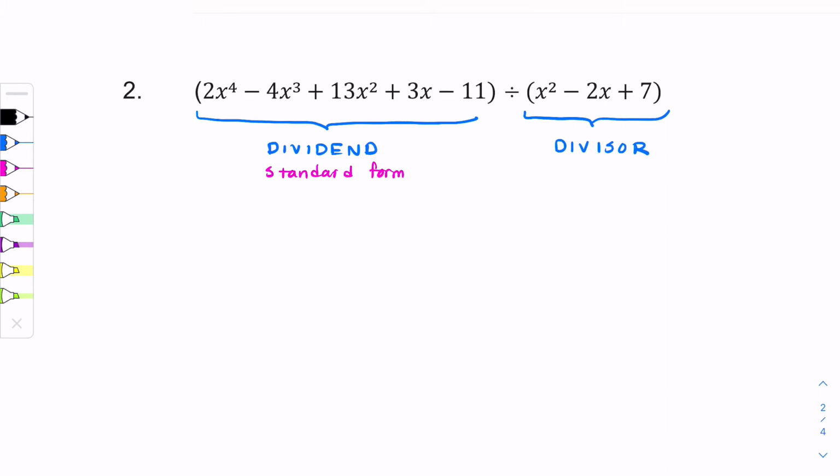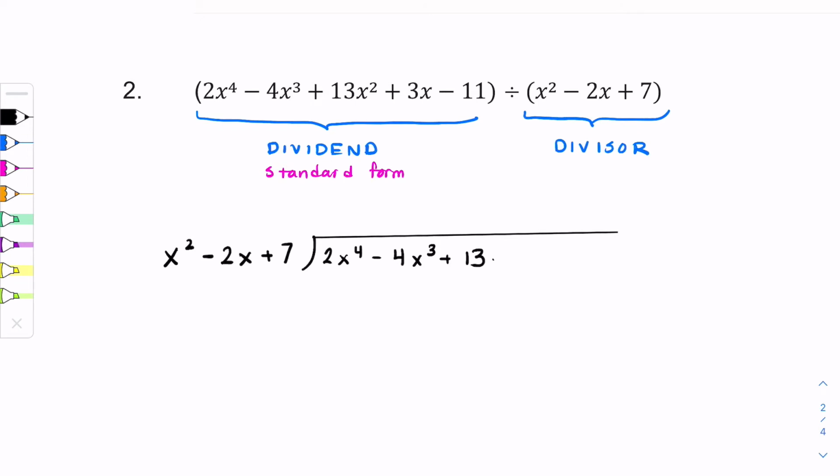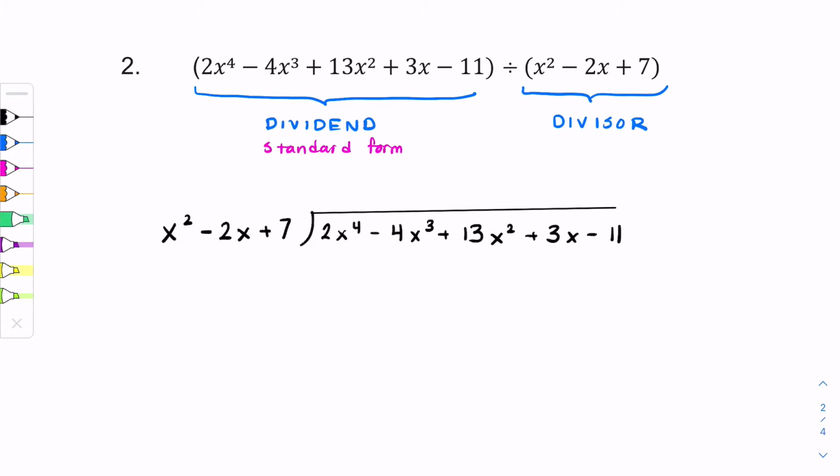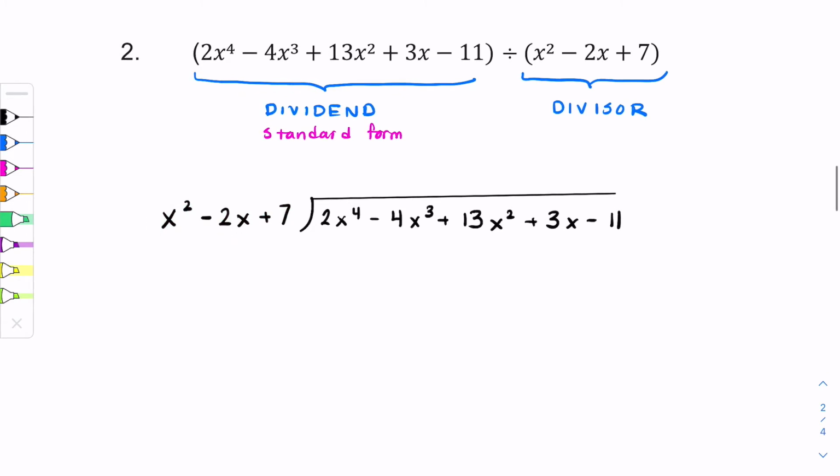When we write this out, your divisor goes outside of the symbol. X squared minus 2x plus 7. Your dividend is going to go underneath the sign. 2x to the fourth minus 4x cubed plus 13x squared plus 3x minus 11. We're going to follow the same pattern. This time our divisor is slightly larger, but it doesn't matter. We follow the same process. It actually ends up being a faster problem because of this.